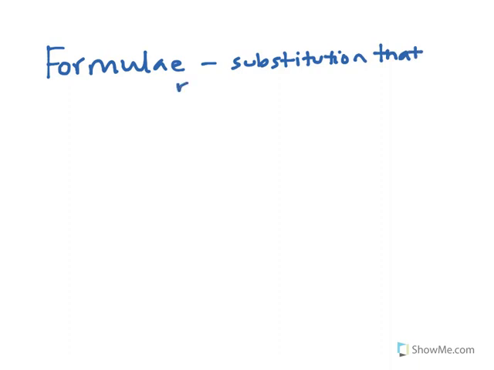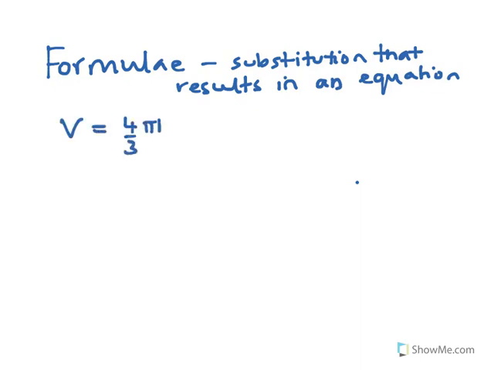Okay, so when we're looking at formula, we look at formula and we look at substitution that results in an equation. So say you have a rule or a formula like v equals 4 over 3 pi r cubed. And you say if v equals 24, find r.